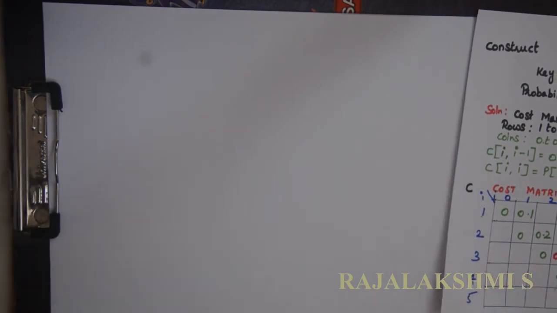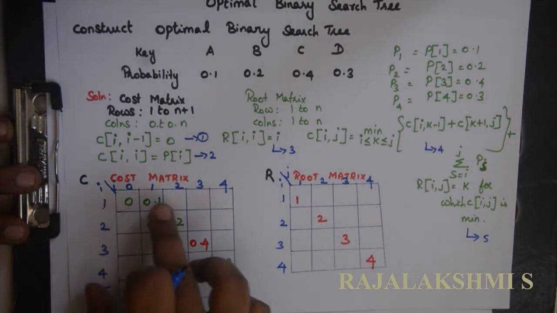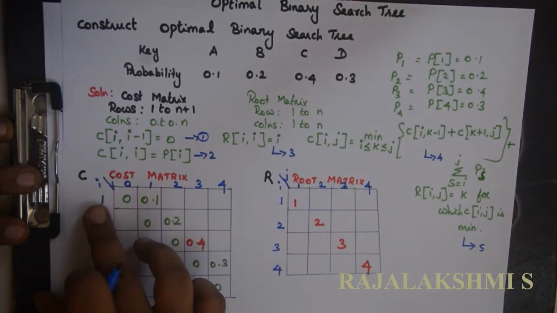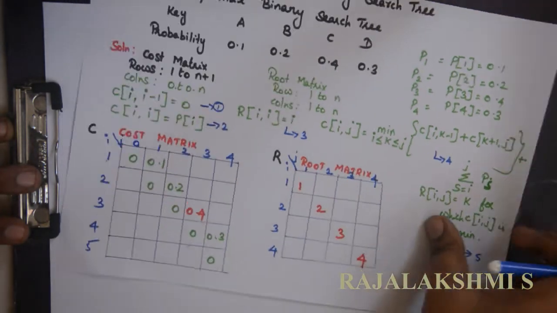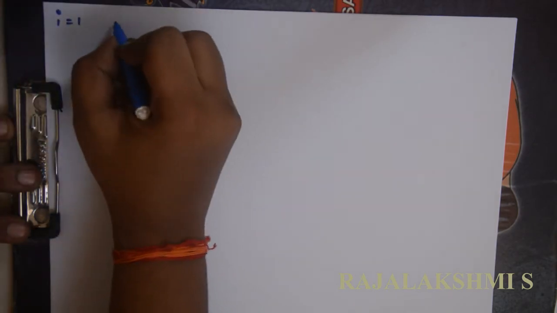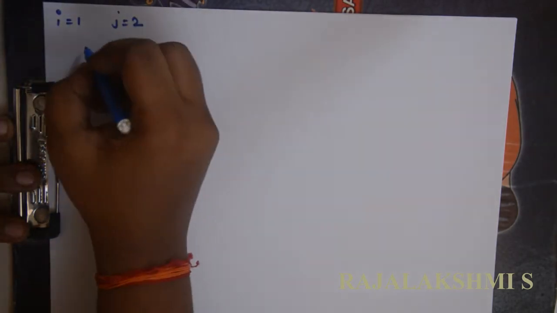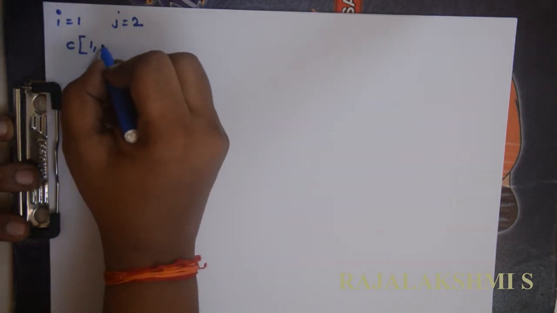Okay, so now what's the first value we should fill now? C of 1 comma 2, right? So i is equal to 1 and j is equal to 2. We should substitute in this formula. So i is equal to 1 and j is equal to 2. So the formula is C of 1. I am substituting the values in the formula.